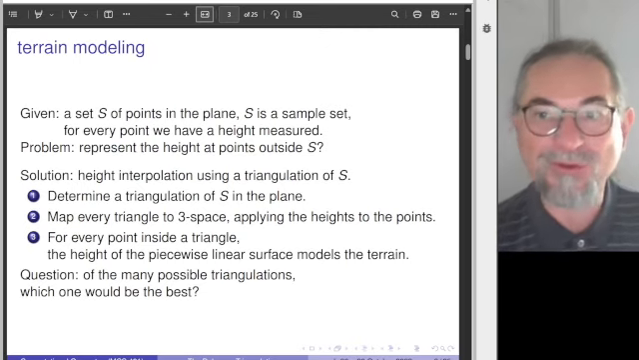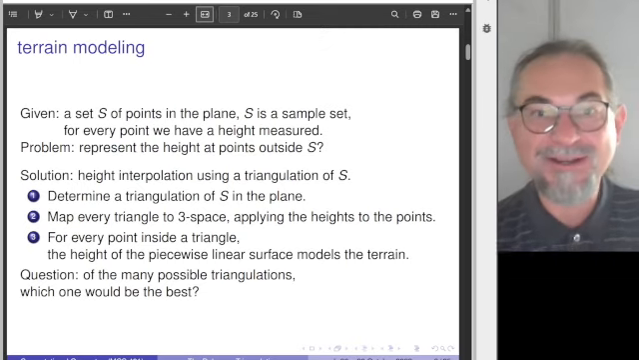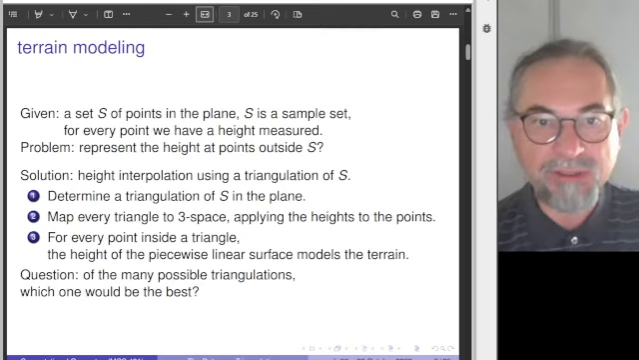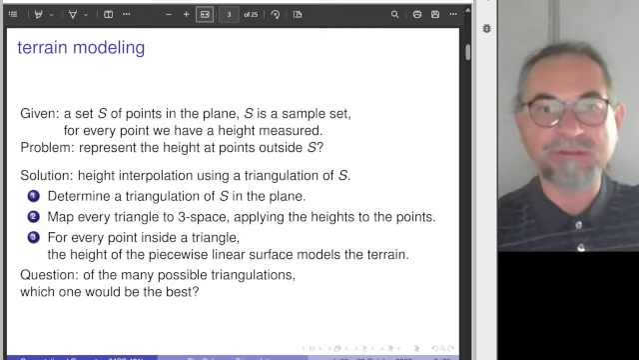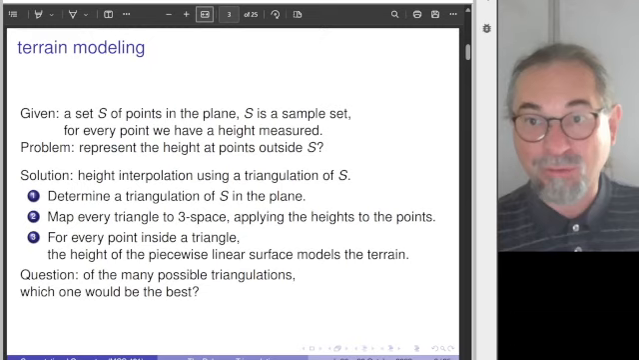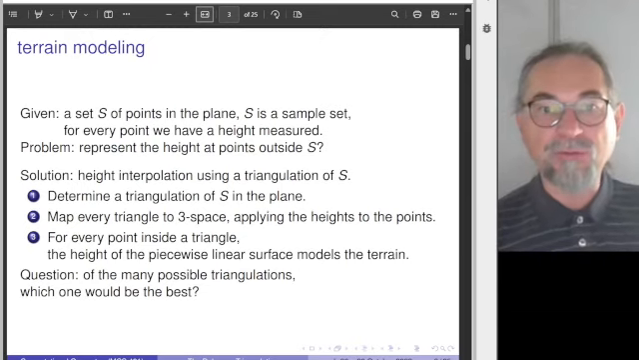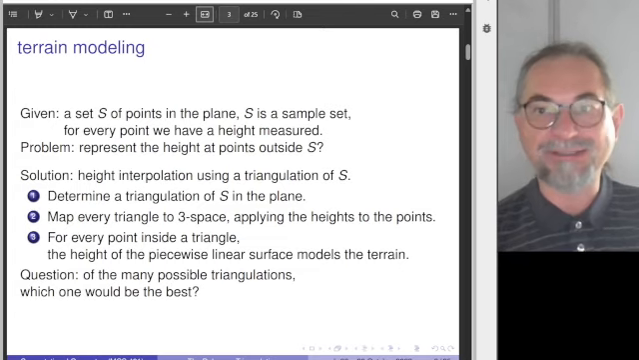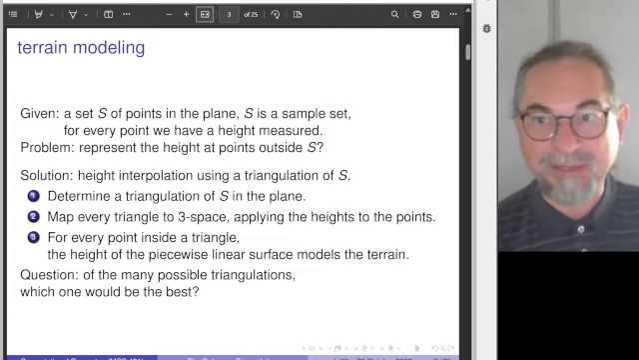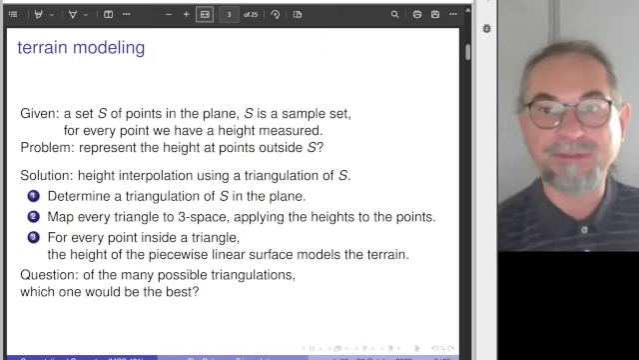So, what is a Delaunay triangulation? That's the main goal of the lecture. Let's first look at a problem. We want to do some terrain modeling. We have a set of points, and for every point we have a height measured. So it's actually a mathematical modeling question: how do we represent the height of the points outside the sample set? We cannot obviously measure everywhere, and the sample set might also be a little bit irregular.